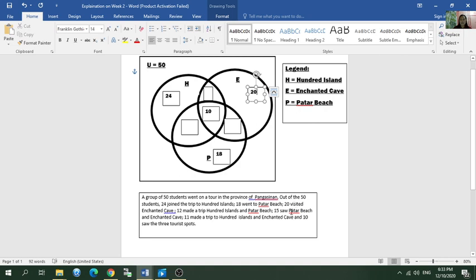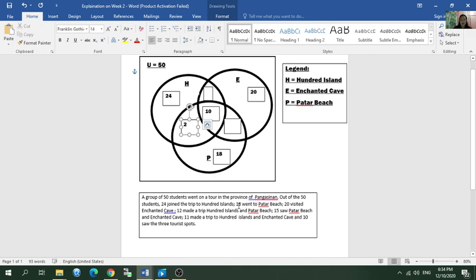But we have an intersection. Okay, let's say 100 Island and Patar Beach. The intersection is 12. 100 Island and Patar Beach. Hindi pwedeng ilagay mo dito yung 12. Kasi magiging sobra na siya. So, you are going to include the intersection among the three spots. So, 12 minus 10. So, dito mo ilalagay yung sagot. So, 12 minus 10 becomes 2. Okay, so 2 ang ilalagay mo dyan. Ito yung intersection ng H at saka ng E.